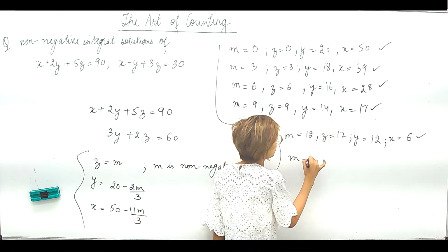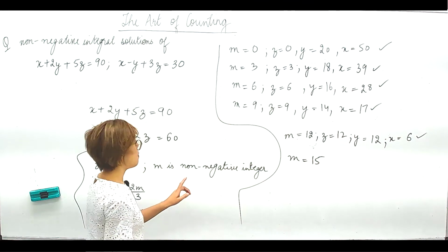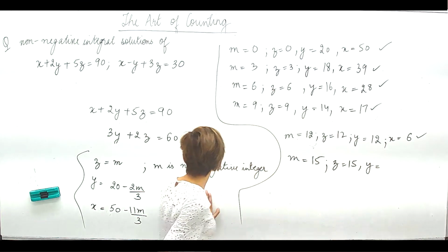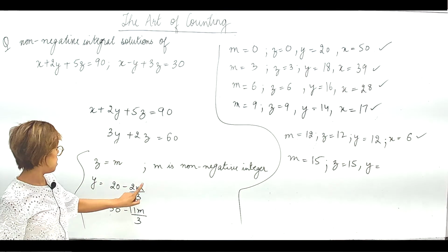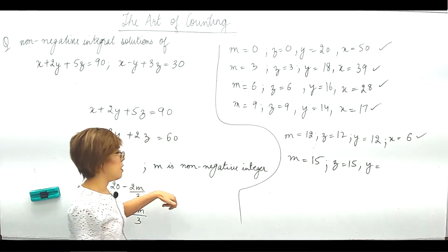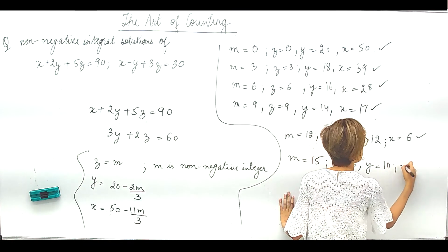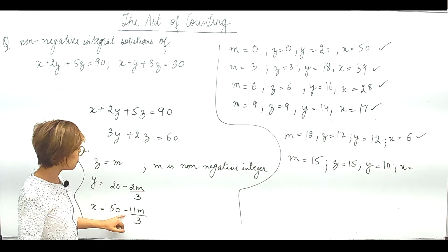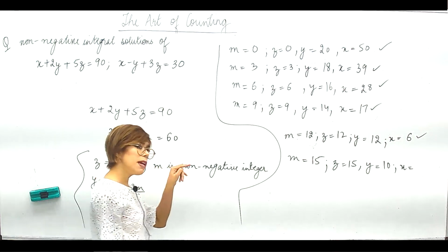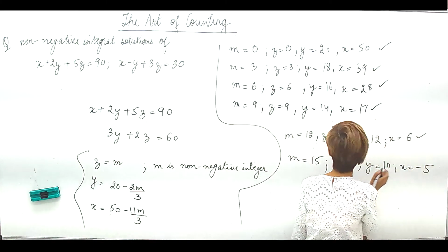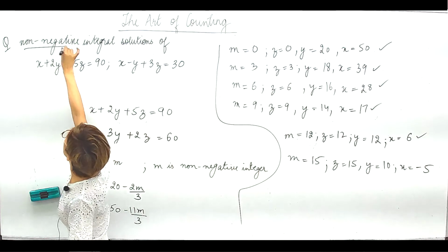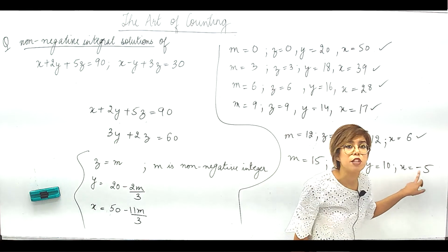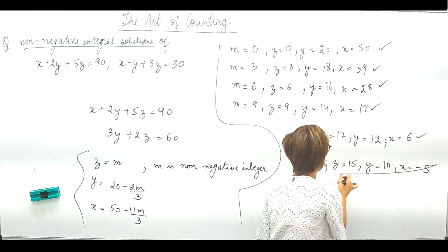So m is equal to 15 now. So m is 15, z is definitely 15. Right. Y is equal to. Let's see. Now m is 15, that means this is 5. So 20 minus 10, that is 10. Okay, perfect. X equal to. Now m is 15, so this is 5. 50 minus 55. X will be minus 5. Now wait a second. I need non-negative integral solutions. X cannot be negative 5. It is not non-negative. So that means this will not be the solution.